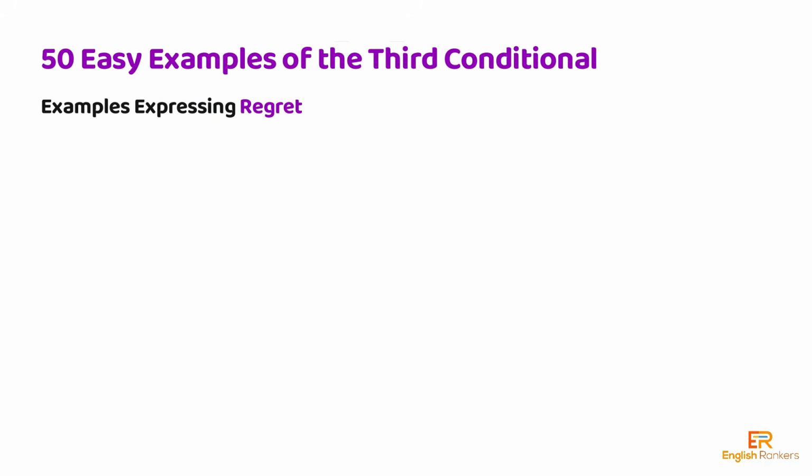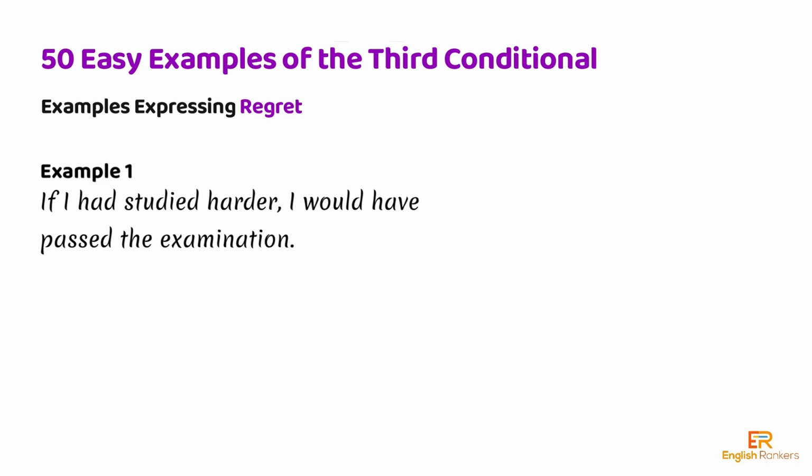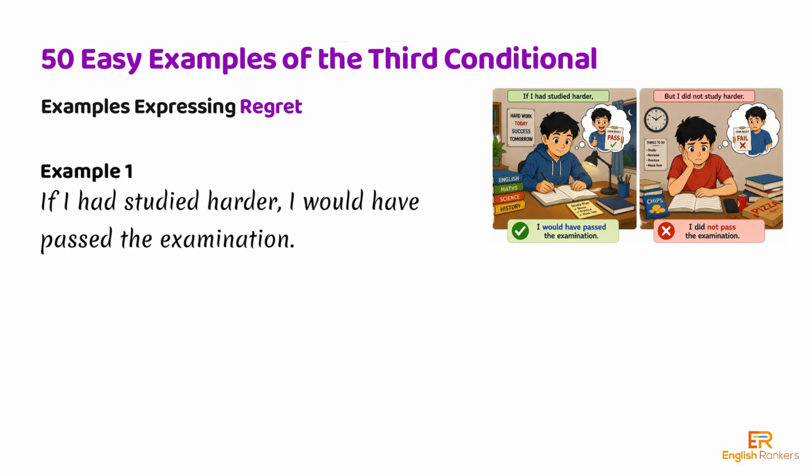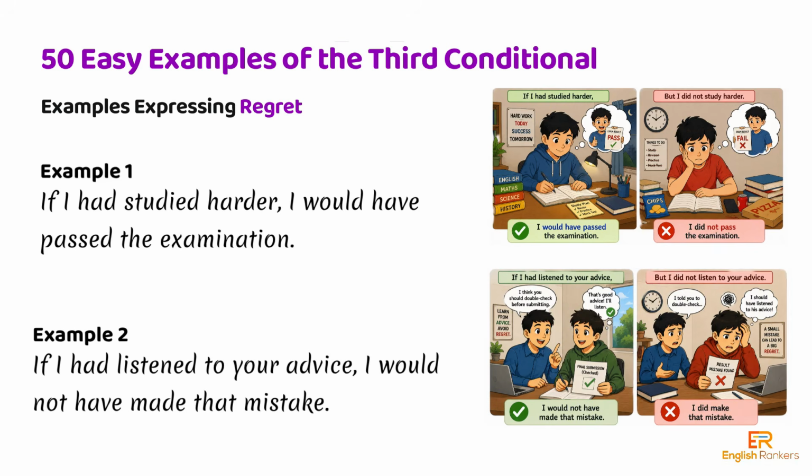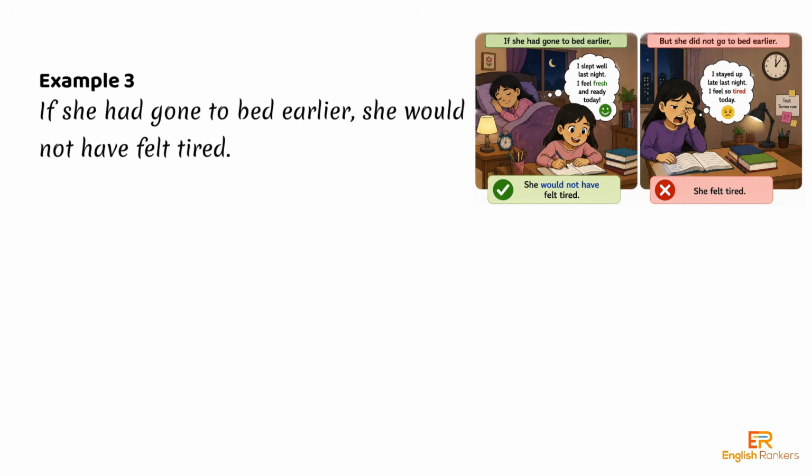Examples expressing regret. Example 1. If I had studied harder, I would have passed the examination. I did not study hard, so I did not pass. Example 2. If I had listened to your advice, I would not have made that mistake. I did not listen to your advice and I made a mistake. Example 3. If she had gone to bed earlier, she would not have felt tired. She went to bed late, so she felt tired.